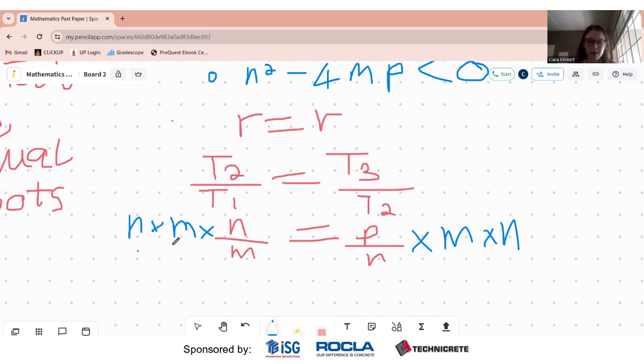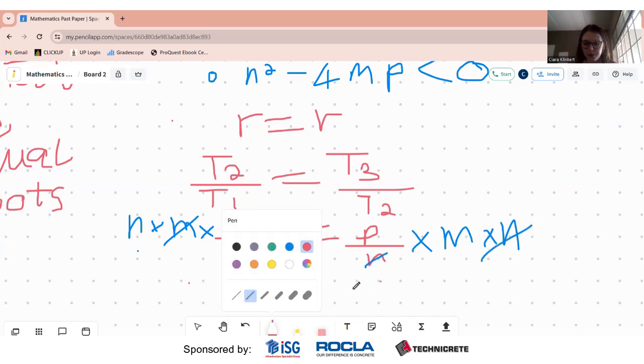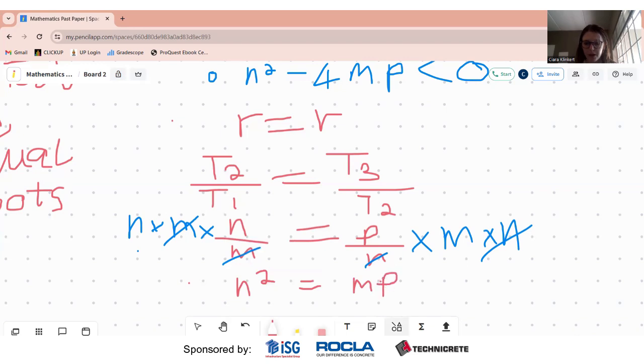Now, on the left-hand side, these m's are going to cancel, and I'm going to get n times n, which is n squared. And on the right-hand side, these n's are going to cancel, and I'm going to get that n squared is equal to mp. Okay, so I can't really simplify anymore. So this is when you go and look at your other facts.